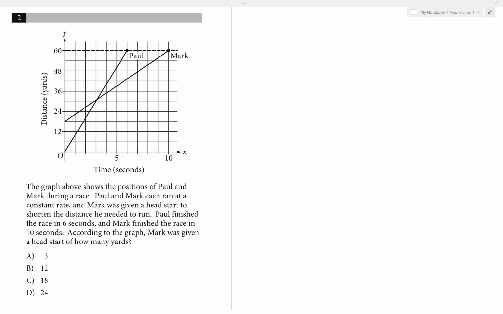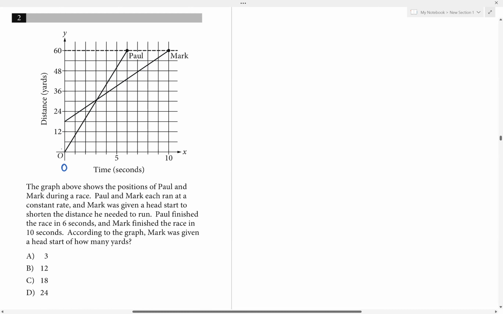Okay, so we're looking for the head start for Mark. Right, and see, Mark is this line. So this line represents Mark, and the other one here is Paul. So we're trying to figure out the head start, so we can compare the distance when time equals 0.